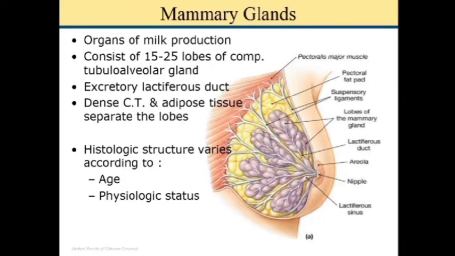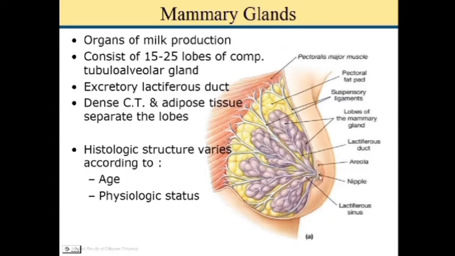In the adult female, each mammary gland comprises 15 to 25 lobes, each of which actually is an independent gland of compound tubulo-alveolar variety, and each lobe has its own duct, which is called the lactiferous duct, which opens at the nipple. Adjacent lobes are separated from each other by dense collagenous connective tissue. These are different lobes and these are the lactiferous ducts. The lobes of the mammary gland are further divided into lobules by loose and delicate intralobar connective tissue.